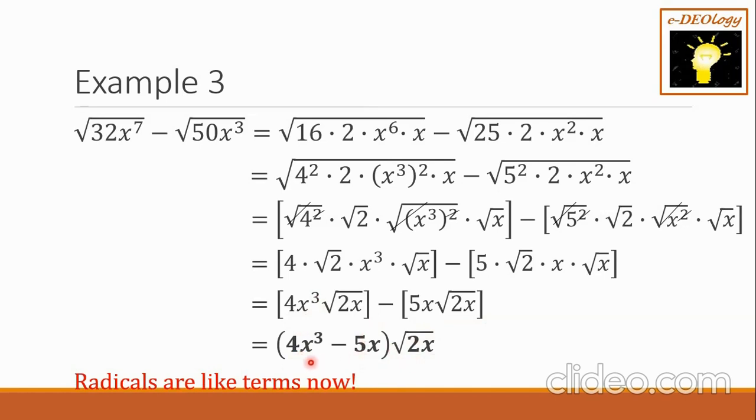We cannot combine this 4x cubed minus 5x because they are not like terms. So we'll just keep it as it is. So this expression, the quantity 4x cubed minus 5x times the radical square root of 2x is the final answer.